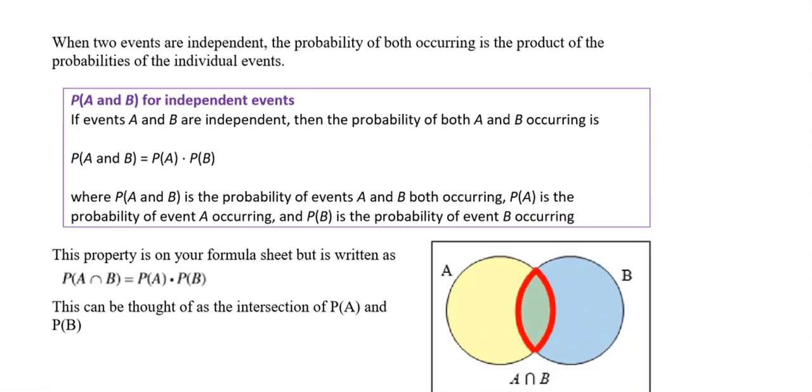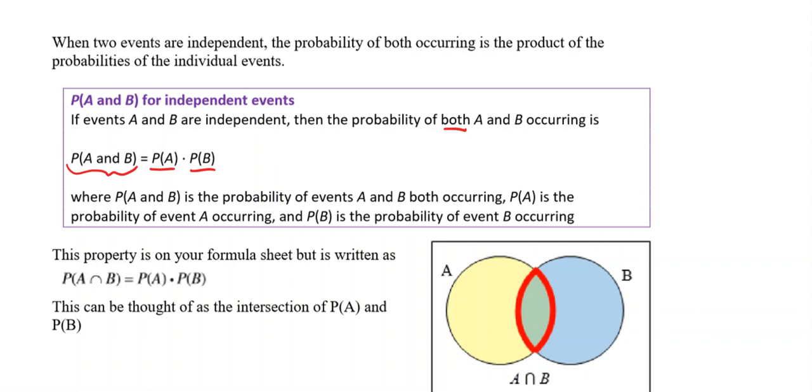Okay, so when 2 events are independent, the probability of both occurring is the product of the probabilities of the individual events. Again, that sounded confusing, and maybe I'll confuse you a little bit more. Let's go through the math jargon here. If events A and B are independent, then the probability of both A and B occurring is our little formula: probability of A and B is equal to probability of A times probability of B.